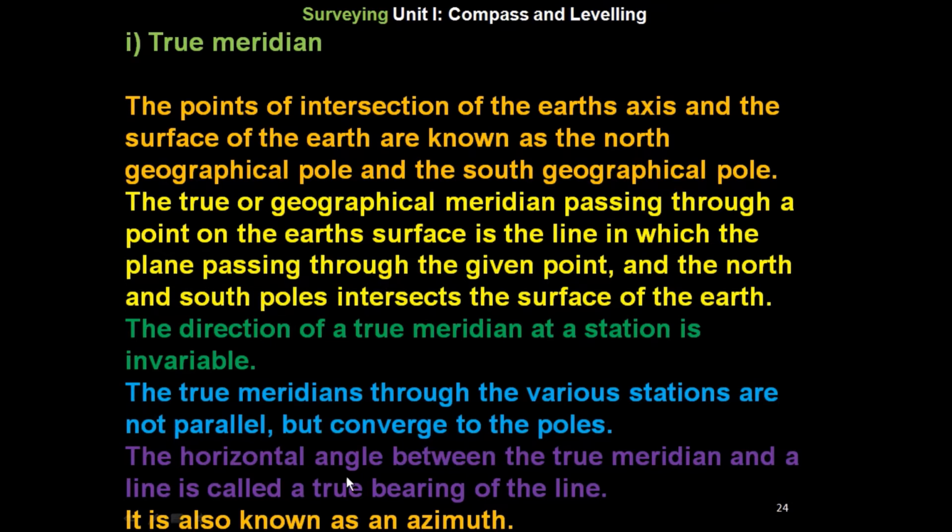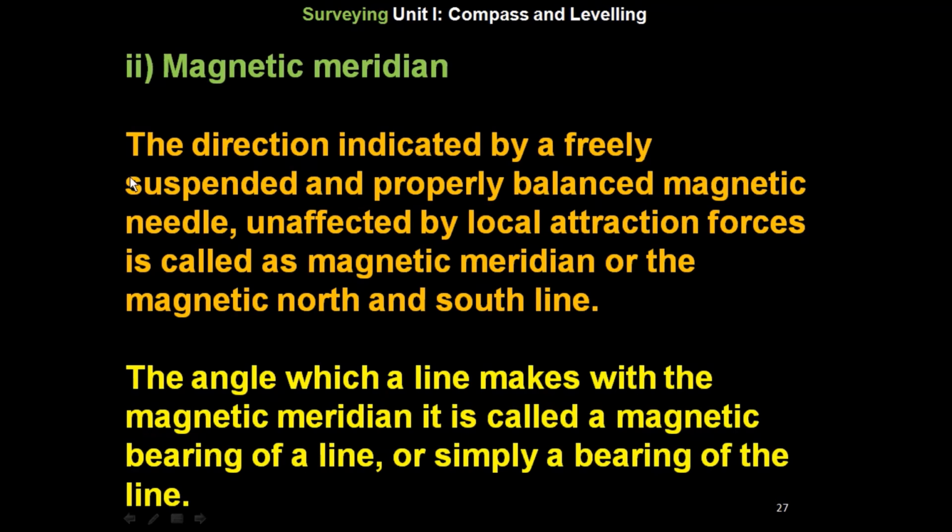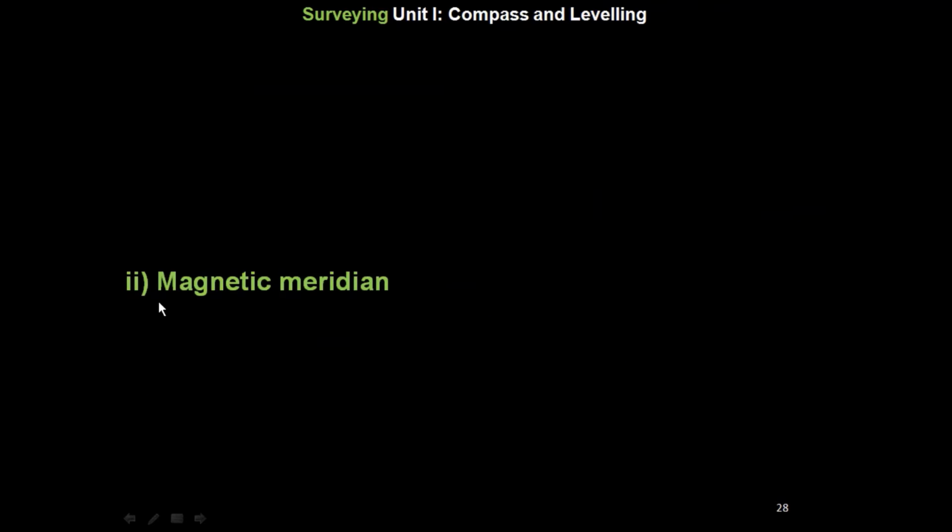The horizontal angle between the true meridian and the line is called a true bearing of the line. It is also known as the azimuth. So we have seen the true meridian. Now we will see the magnetic meridian. The direction indicated by a freely suspended and properly balanced magnetic needle unaffected by local attraction forces is called the magnetic meridian or the magnetic north and south line. The angle which a line makes with the magnetic meridian is called a magnetic bearing of a line or simply a bearing of a line. So we have seen the magnetic meridian.